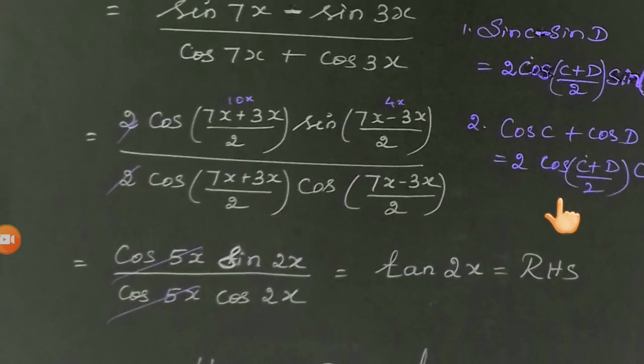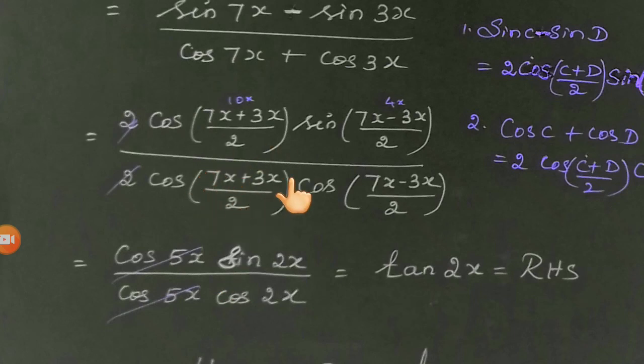Again, we just apply the identity, with addition and subtraction. Add: 10x, and 10x by 2 is 5x, so write cos 5x. The 2 and 2 get cancelled, since there was a 2 in both the numerator and the denominator. So this becomes cos 5x. 7x minus 3x is 4x, and 4x divided by 2 is 2x, so we have sin 2x.